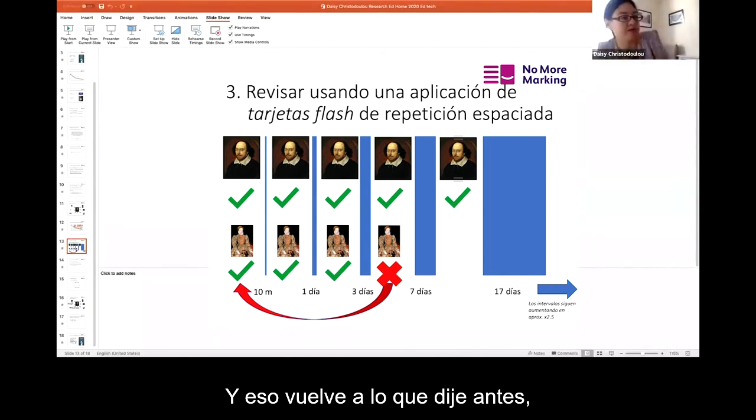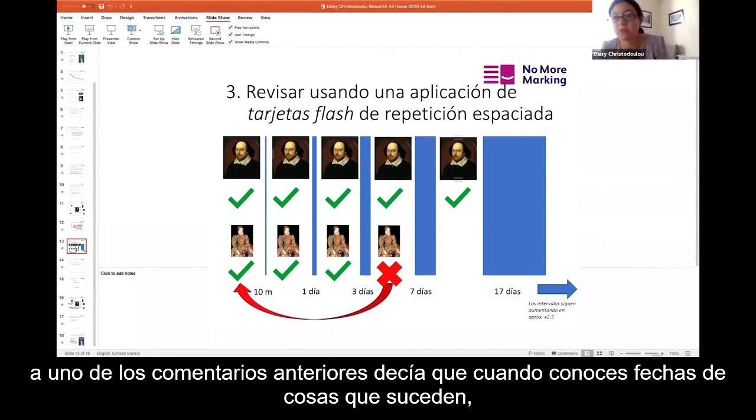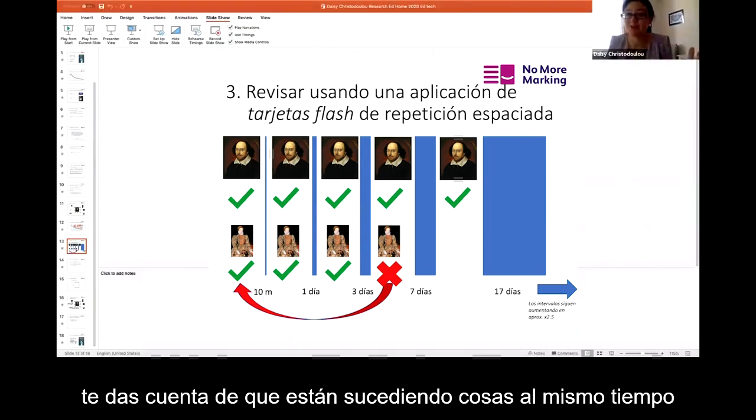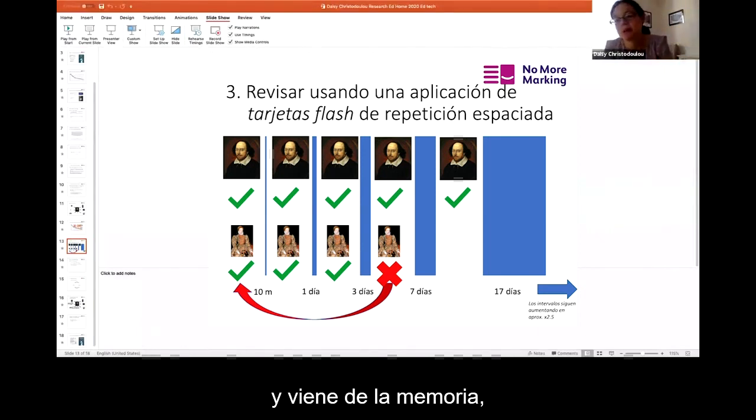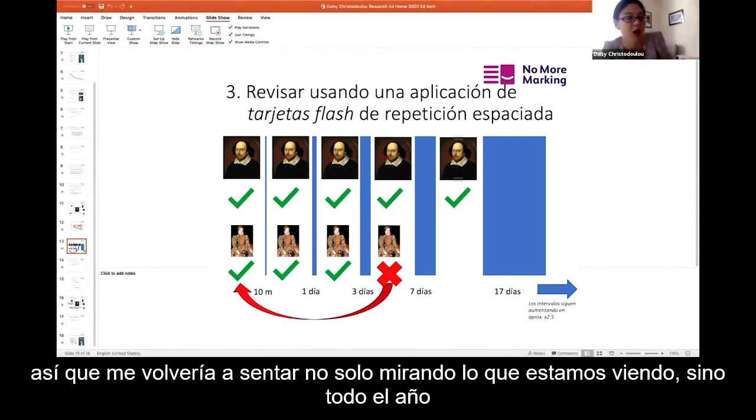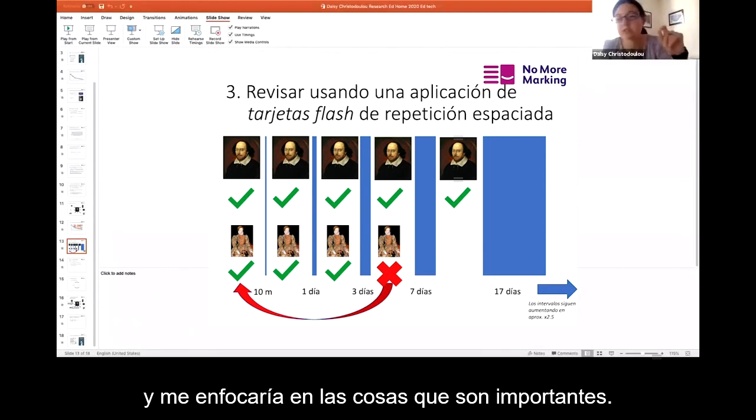And that comes back to what I said, you know, one of the comments before said that when you know dates of things that are happening, you realise stuff is happening at the same time. And you think, oh, isn't that interesting? And that's, again, building and deepening that schema, and that can only come through the memory. So I would sit down, again, not just looking at it within a scheme of work, but look at it across the year and focus on what the things are that are important.